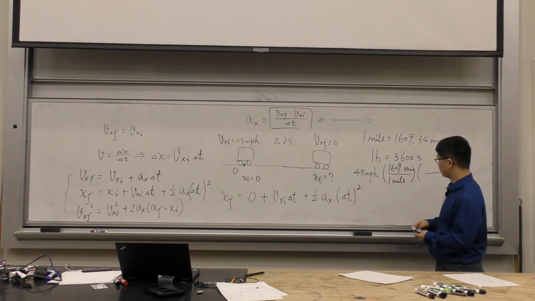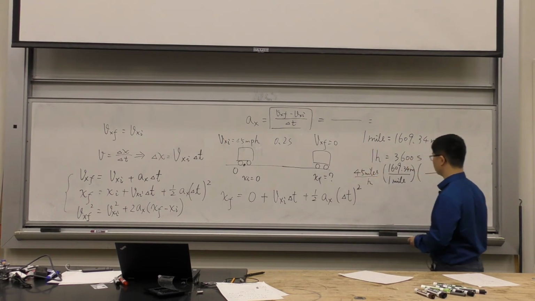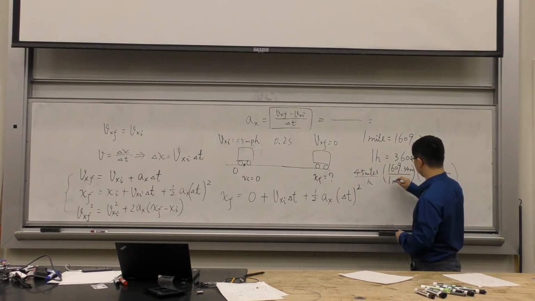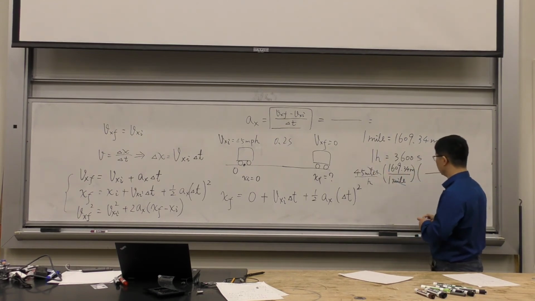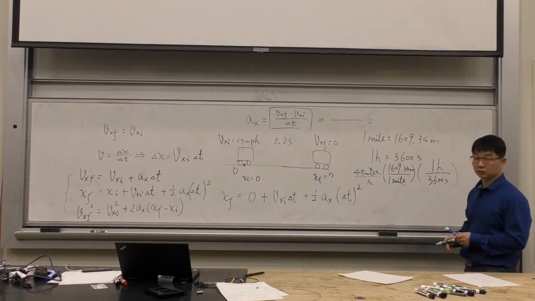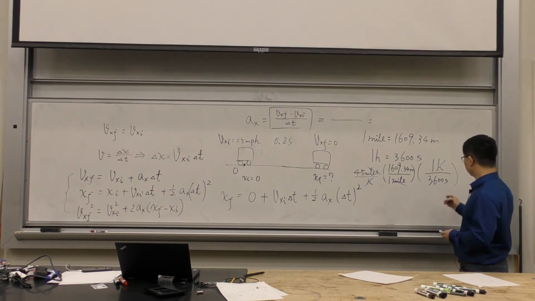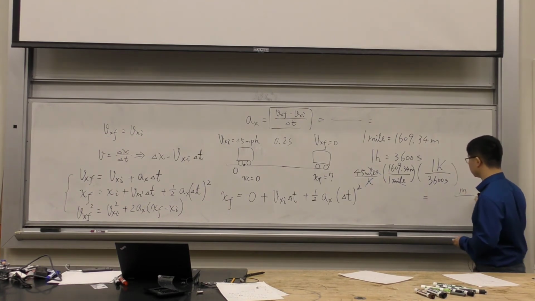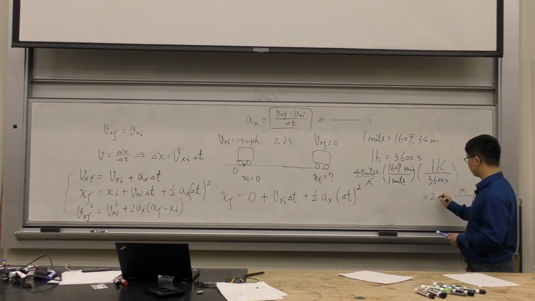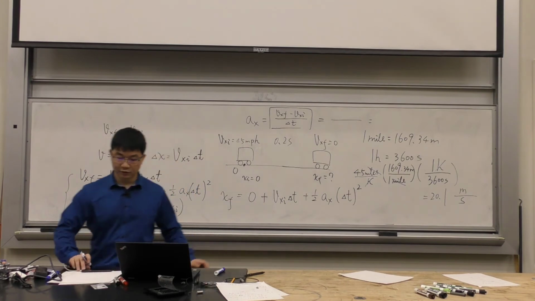This is going to cancel miles per hour. So 45 miles per hour is just 45 miles divided by hours. This 1 mile is going to cancel this 1 mile here. And then you want to cancel hours, so you put 1 hour at the top and 3,600 seconds at the bottom. This cancels this, so you will get meters per second at the end. The number you're going to get is 20.1. So that's the Vxi.